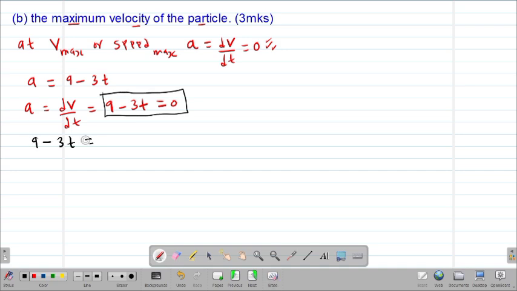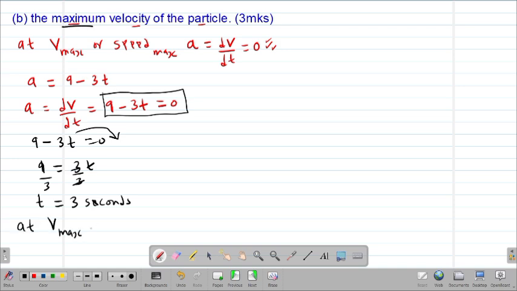Therefore, if I pick the second part of the equation, clearly I'm going to have 9 minus 3t being equal to 0, which means that 9 will be equal to a positive 3t. That is, I've taken this one to the other side. So I divide through by 3, clearly the value of t will be equal to 3 seconds. Therefore, it simply means that when the velocity of the particle is maximum, so we are saying that at v maximum, t is equal to 3 seconds. So when the velocity of the particle was maximum, the time at that particular point was equal to 3 seconds.